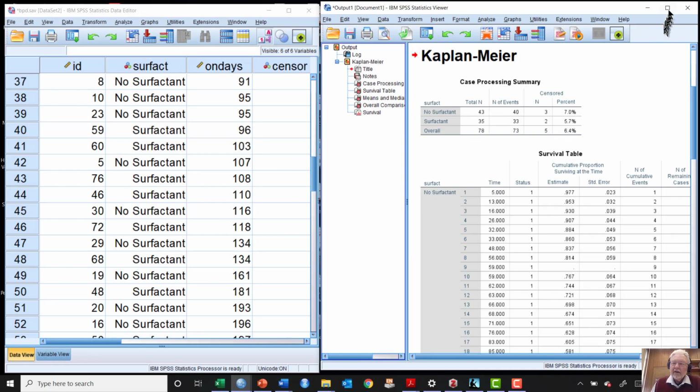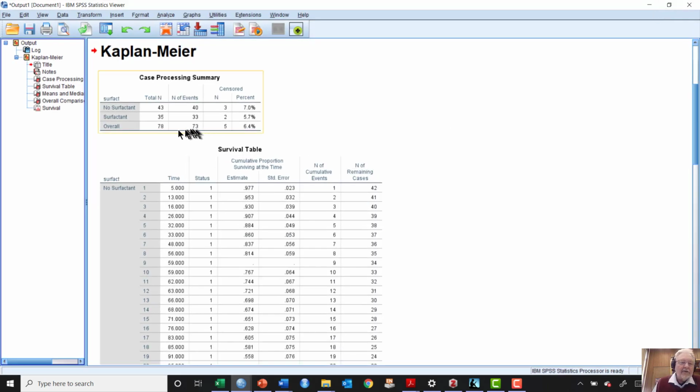Okay, so here are our results. It says we have 43 people without surfactant and 35 with. There were not that many censored points, 5 altogether.